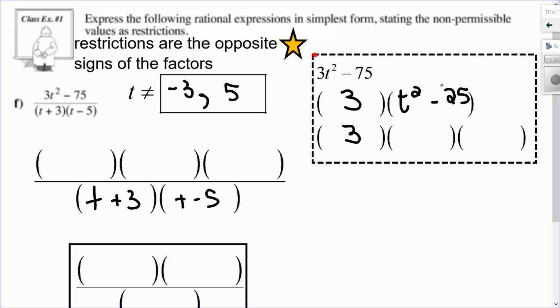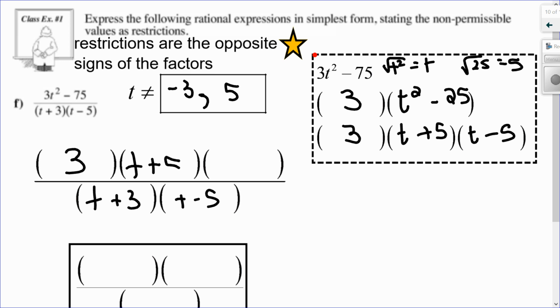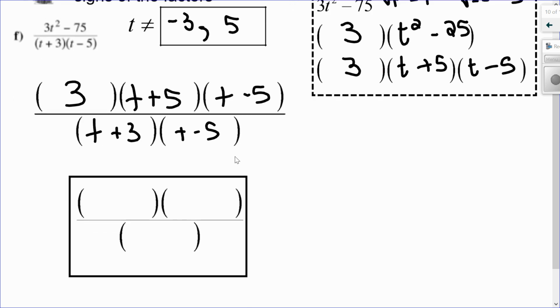Now this is a difference of squares because the square root of t squared is t, and the square root of 25 is 5. So t is first, and 5 is second. Add one set, subtract the other, doesn't matter the order. So 3 times t plus 5, t minus 5. And then I look for common terms, and I can see t minus 5 is common to both. So I'm left with 3 times t plus 5 over t plus 3.